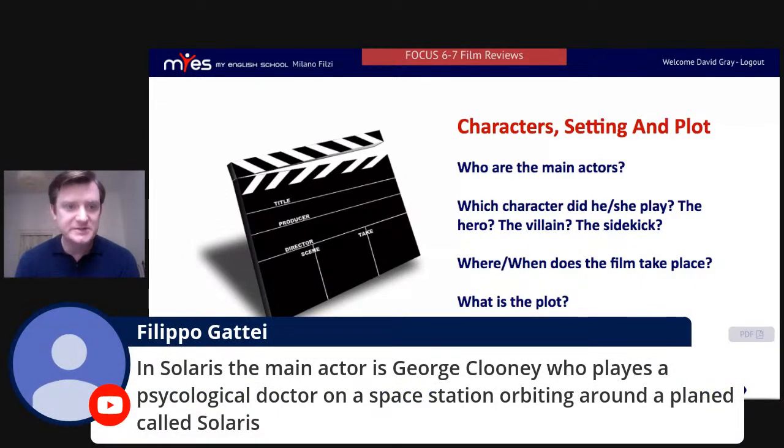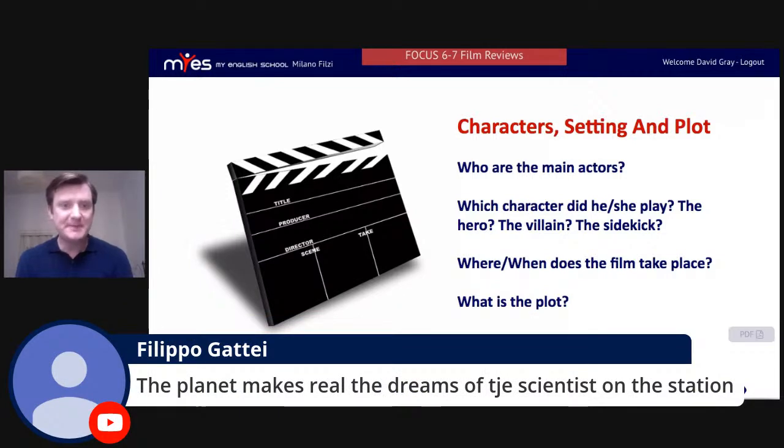Let's have a look. So in Solaris, the main actor is George Clooney, who plays a psychological doctor on a space station orbiting around a planet called Solaris. Brilliant. That's a nice, short description. The planet makes real the dreams of the scientist on the station. Yeah, that's right. It's an amazing concept for a film, isn't it?